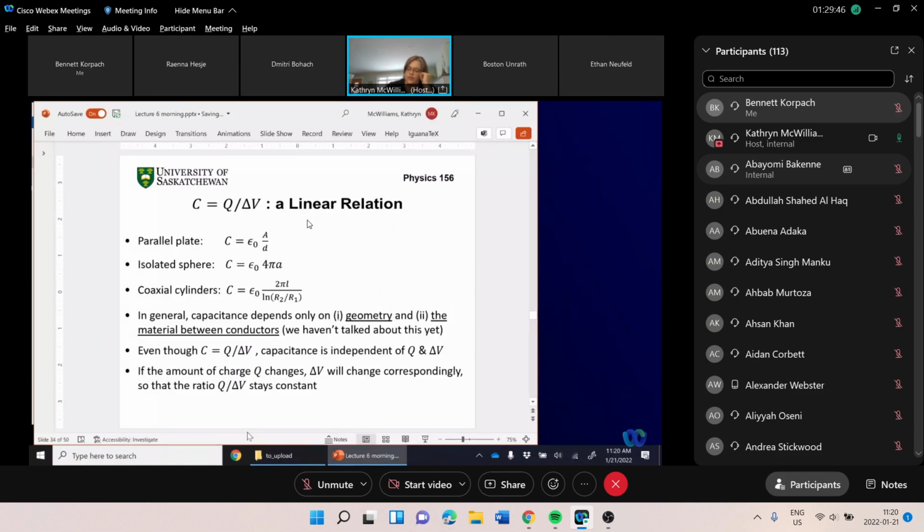Okay. Here, the answer is here, but in general, capacitance is an absolute value. It's defined by the device, the geometry of the device, the physical properties of the device. It's also defined by the material between the conductors, but we haven't talked about that.